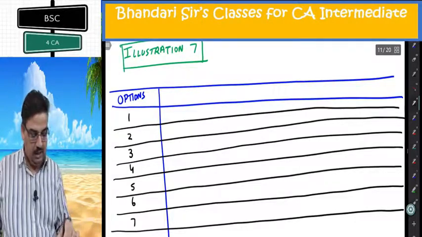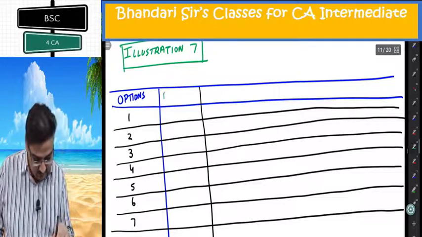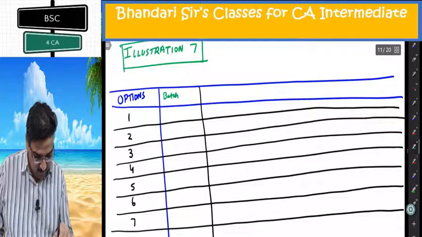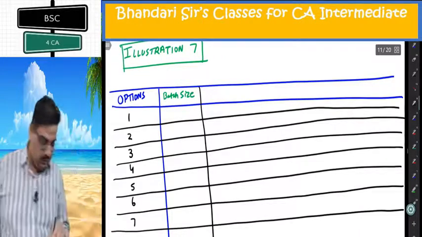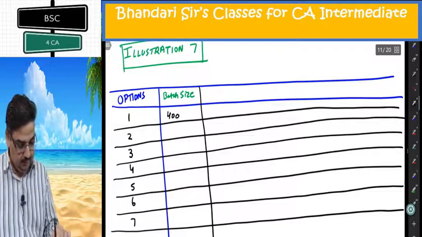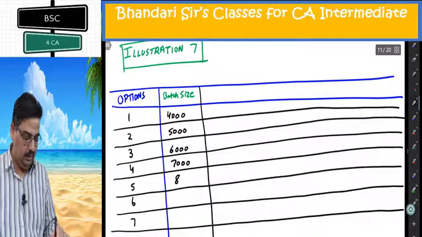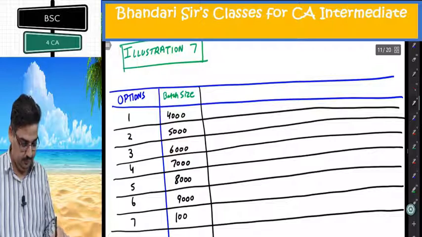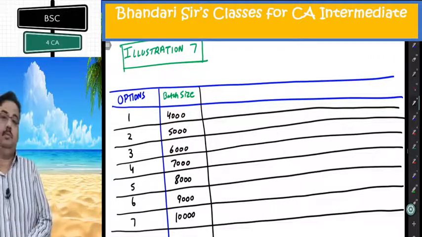What are the options given as? Batch size. What are the options now? Starting from 4,000, 7,000, 8,000, 9,000, 10,000 till 10,000. Now I'll first focus on setup cost.